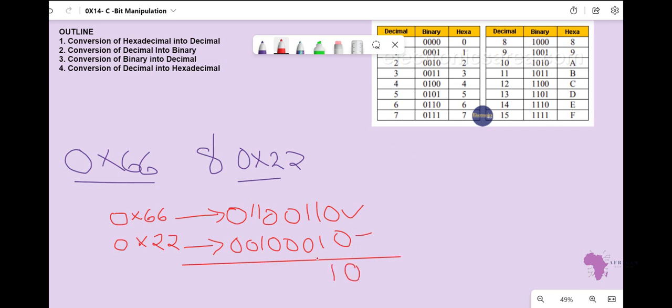1 and 1 we have 1. 1 and 0 is 0. 0 and 0 is 0. 0 and 0 is 0. 0 and 1 and 1 is 1. 0 and 1 is 0 0. So we'll have something like this. So let's convert it back to hexadecimal value.